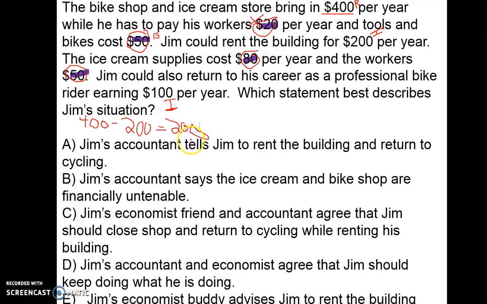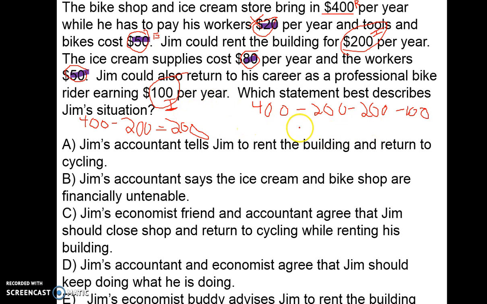So the accountants look pretty cool with this. But the economist is going to take into consideration this 200 here and this 100 here. So that's going to be 400 minus 200 in explicit, minus another 200 in the rent that he could have gotten, minus another 100 in the income he could have gotten from riding his bike, which gets me to a negative 100. To me, this looks like a good idea for the accountant, bad idea for the economist.